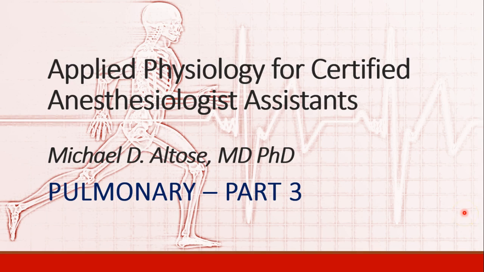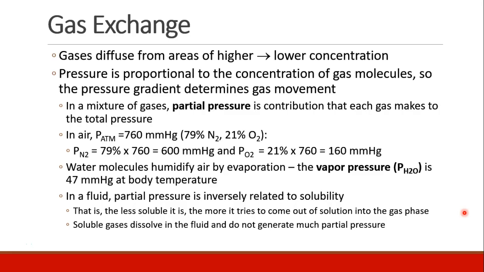We're continuing our discussion of pulmonary physiology, and this is recording part 3. Now we're going to talk about gas exchange, one of the main functions of the lungs. First of all, some common sense. We know that gases diffuse from areas of higher concentration to lower concentration. And the pressure, or the definition of pressure, is proportional to the concentration of gas molecules. So the pressure gradient also determines gas movement.